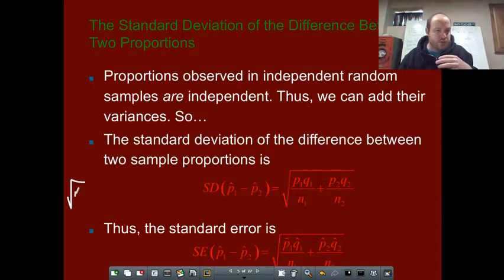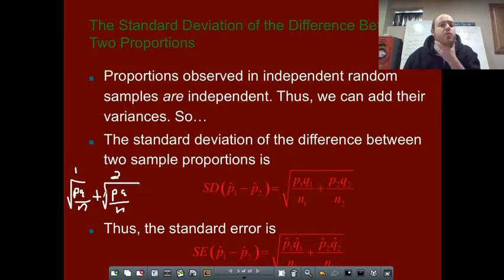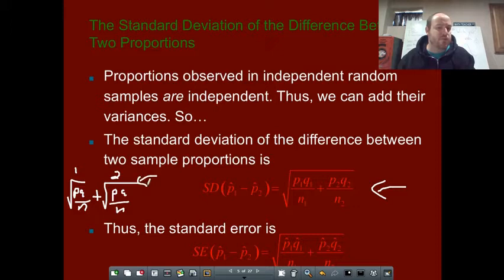So if we had the square root of pq over n plus the square root of pq over n, but this was for my sample one and this was for my sample two, then what we would do is first switch them into variances, which means you have to square each one individually. So that would just basically take away the square root. And then you add them together, and then to switch back into standard deviation, you have to square root the whole thing. So this is actually just an application of that rule we used to go through.